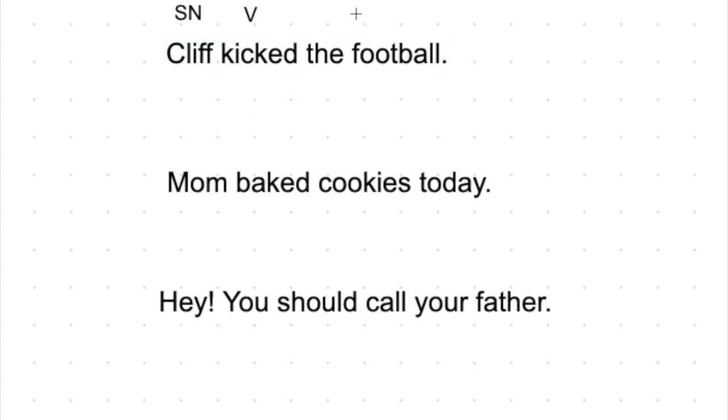Cliff kicked what? The football. Is football the same as Cliff? Nope. Football is a noun, though. It's part of the predicate, and it's receiving the action, so it's a direct object. Since it's a direct object, we need to label the verb transitive, or VT. The is an article adjective. We have a period. It's a statement. So this is a declarative sentence.